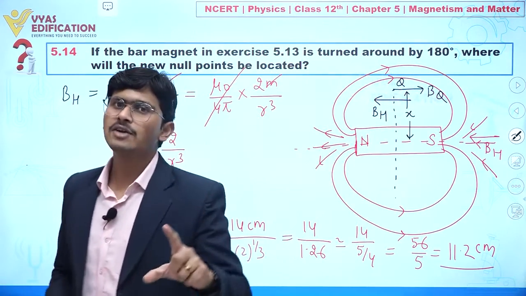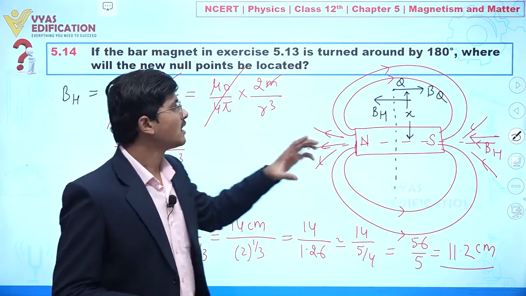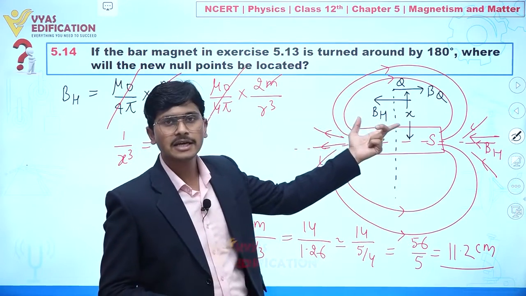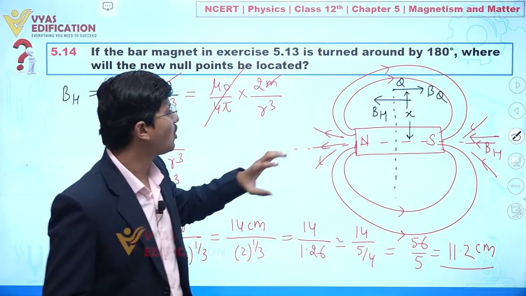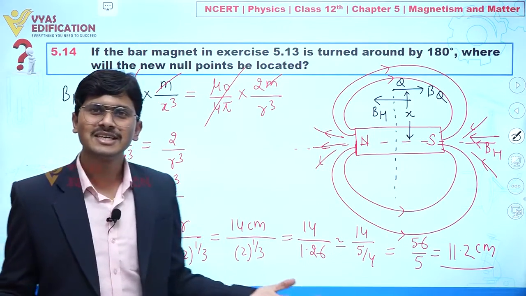So by equating the value of the magnetic field due to this short dipole with the horizontal component of the earth's magnetic field, you can easily find the value of x in terms of r, clear? So this is all about this question, clear to everyone?